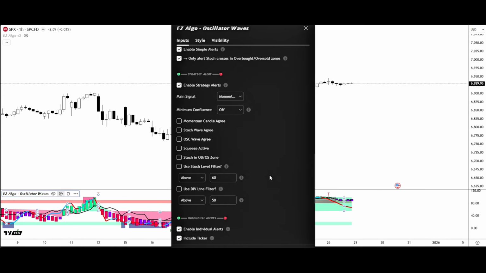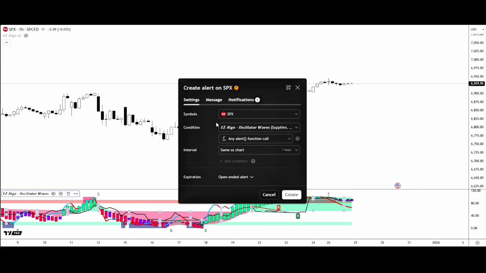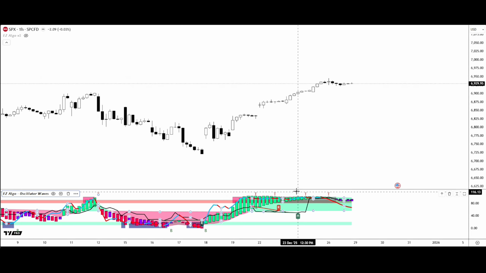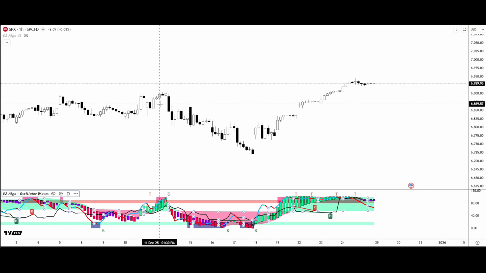And once we have what we want to be alerted on, then all we have to do is click on this icon right here, create alert. Condition is EZ Algo Oscillator Waves. We're going to click on the any alert function call, and then we click create, and we're done. And now we're going to be live warned when any of those conditions that we set are matched.